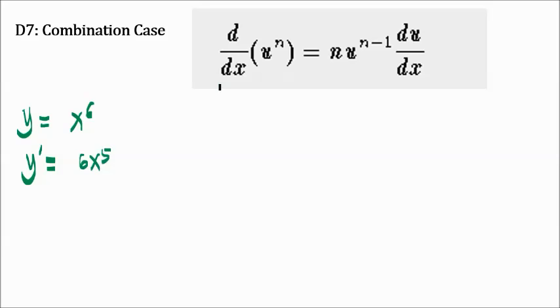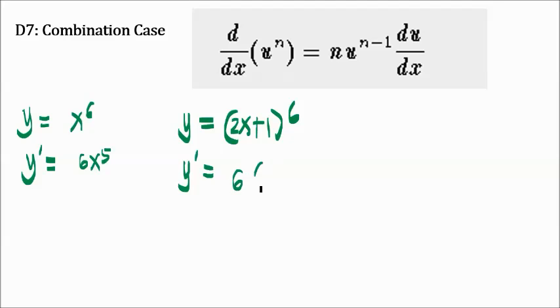But for the combination case, you have something like this. y is equal to 2x plus 1, then raised to 6. So here, you have a more complicated given rather than just x. Therefore, to get the derivative of this, y prime is equal to, just follow the formula, 6.